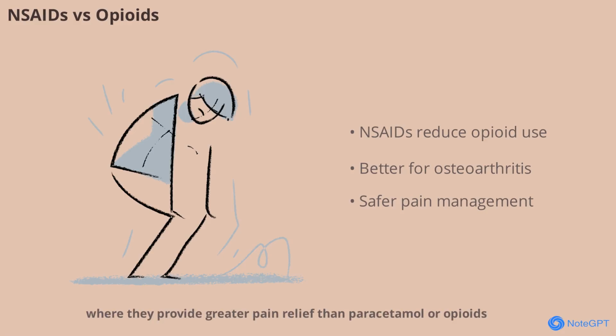The shift towards NSAIDs helps minimize opioid-related risks, including dependency and adverse effects. Understanding when to use NSAIDs instead of opioids is key to safer pain management, and this decision should always be guided by the patient's condition and risk factors.